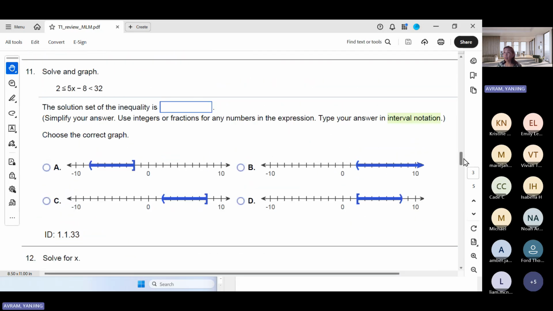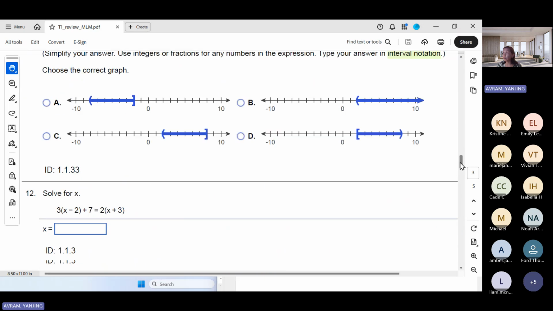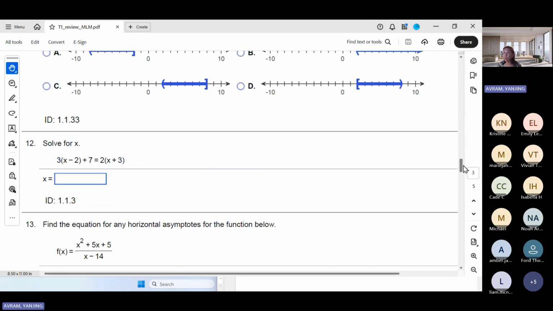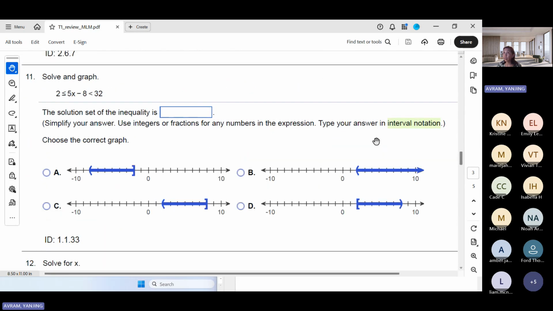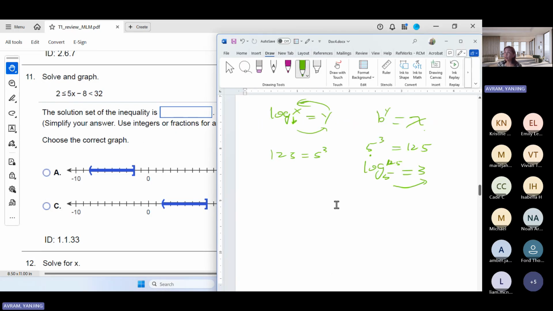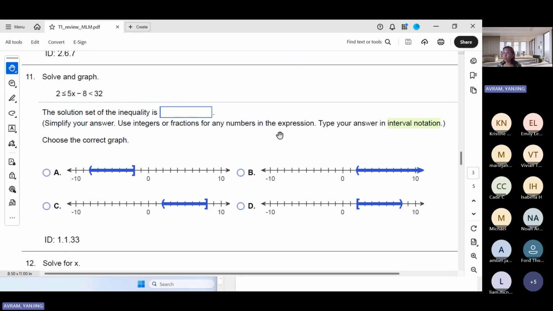Okay, number 11 is about solving the compound inequality, and this is your chapter 1 question, and then graphing. So how do you solve x in here? This should not be too much trouble. I usually tell people to go ahead and solve as it is. Don't try to separate this one, because you have to put it back if you're trying to write the interval. So the solution set of the inequality is what?